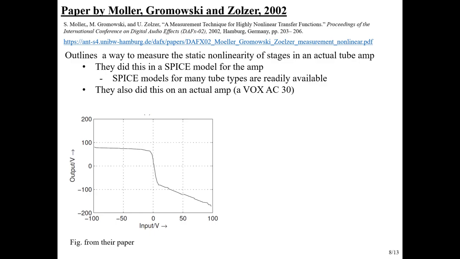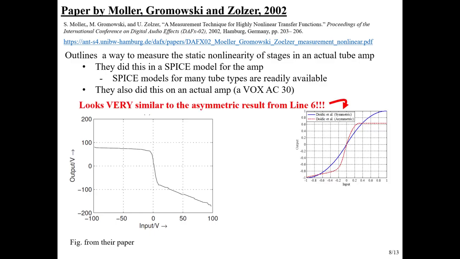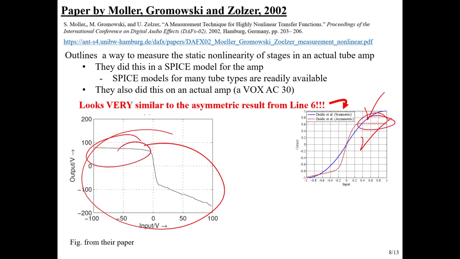Does that look familiar? Look at that. Look at the red curve here. That's Line 6's asymmetric one. Just flip it around. So this is the reverse, and that's because of maybe that inversion in a stage of a tube amp, and they just didn't put the inversion here. But this part looks like this, and this part looks like this, and this part looks like that.